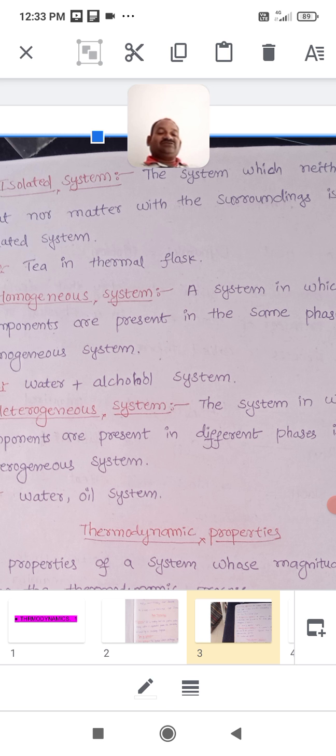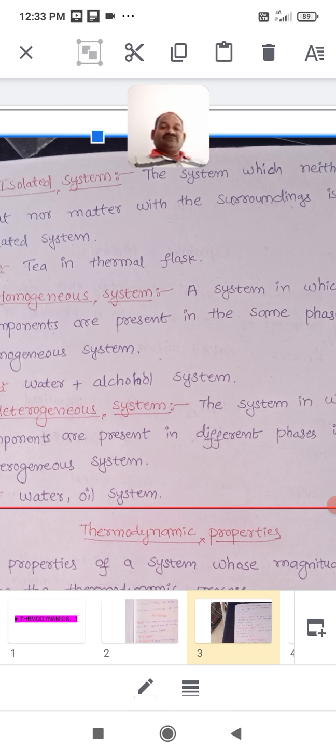Homogeneous system: a system in which all the components are present in the same phase is called a homogeneous system. The best example is water plus alcohol. Heterogeneous system: the system in which the components are present in different phases is called a heterogeneous system. Thermodynamic process: the properties of a system whose magnitude changes during the thermodynamic process.